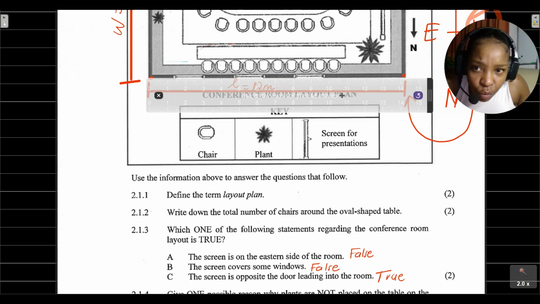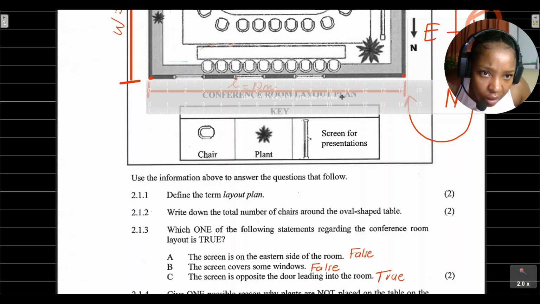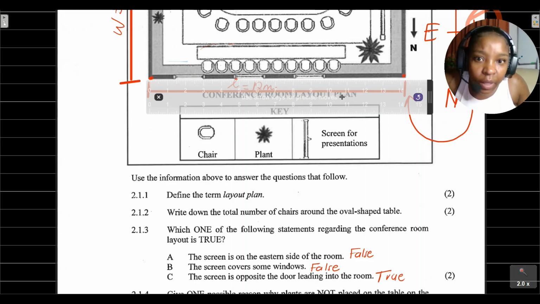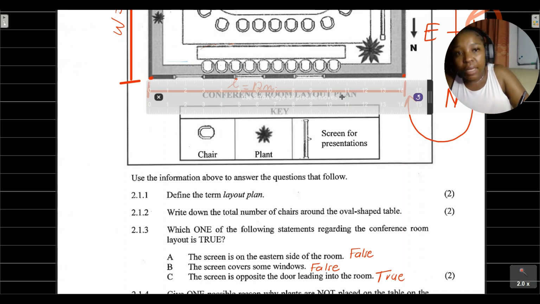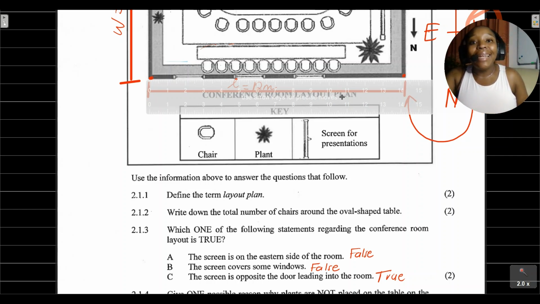Then when you measure, from our digital ruler, we can see that the length is equal to 14.3 centimeters. That's the length that I get in centimeters using my digital ruler. But if you've printed out this paper and you actually measure the length of this conference room, you are supposed to get approximately 12.7 centimeters, right? Or you're supposed to get 127 millimeters.